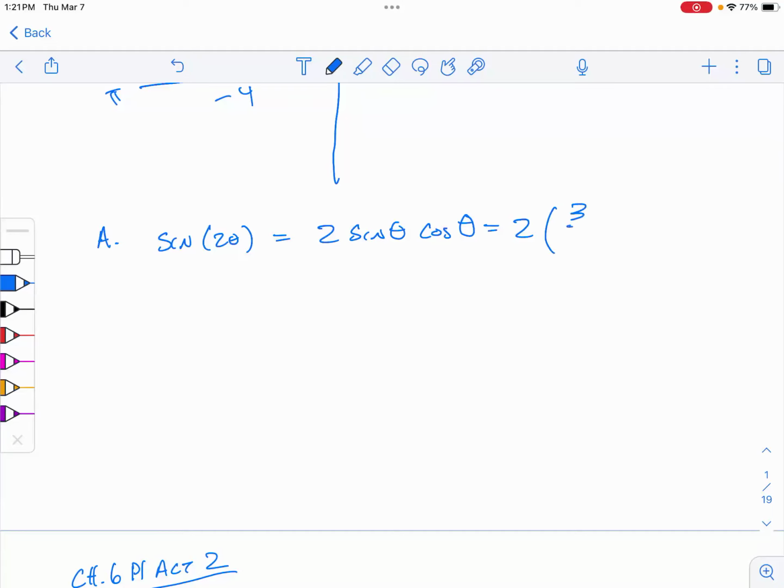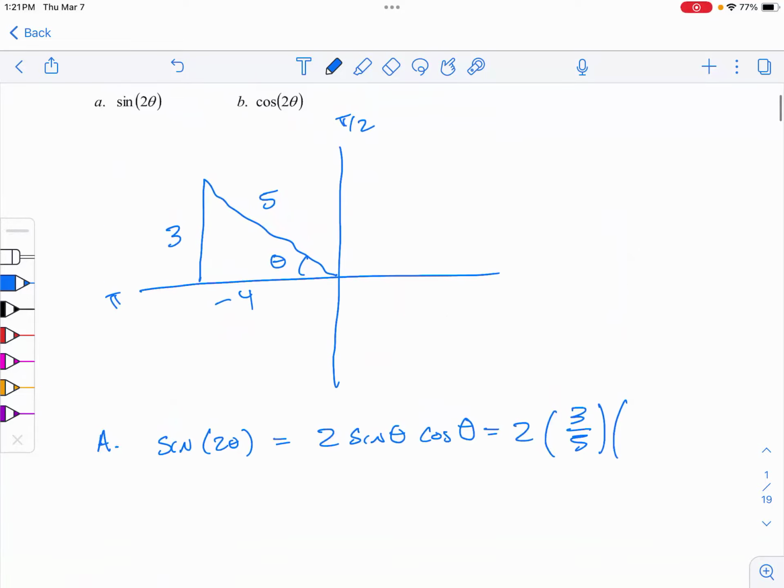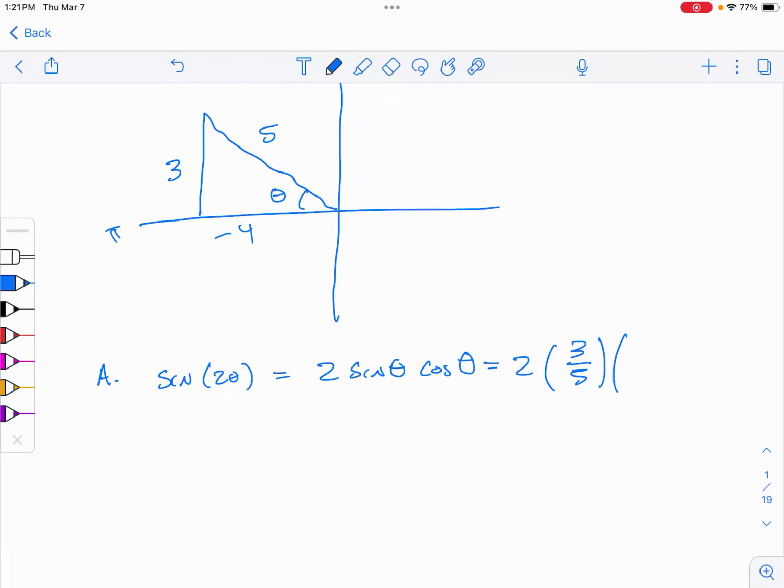And sine theta we already have, 3 over 5. And what is cosine theta? Negative 4 over 5. SOHCAHTOA, right? And it is that simple. And then just for completeness, 2 times 3 times negative 4 over 25, negative 24 over 25.